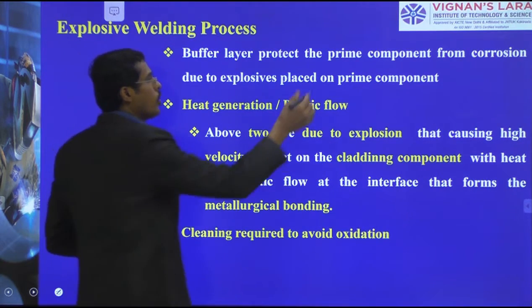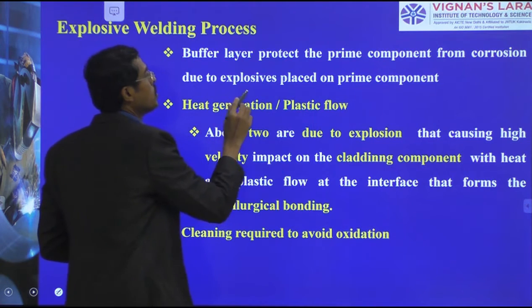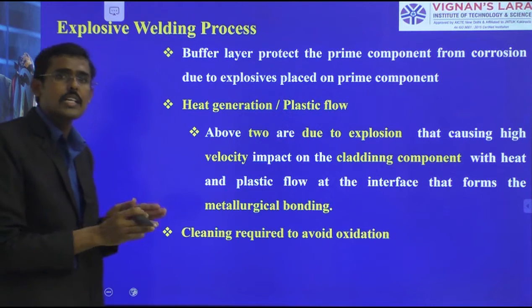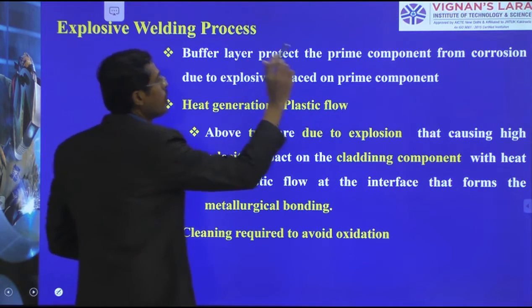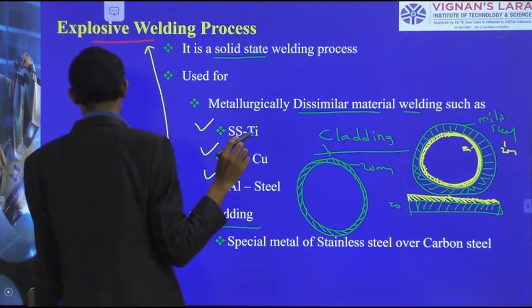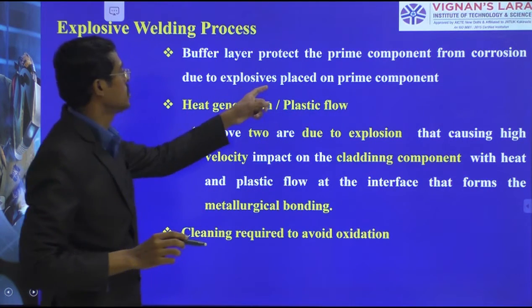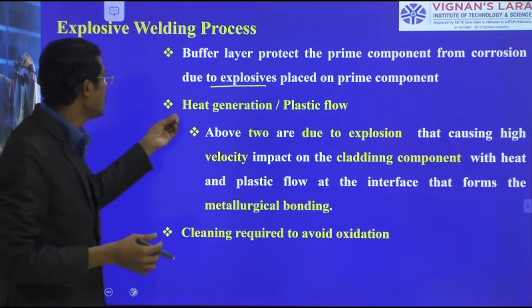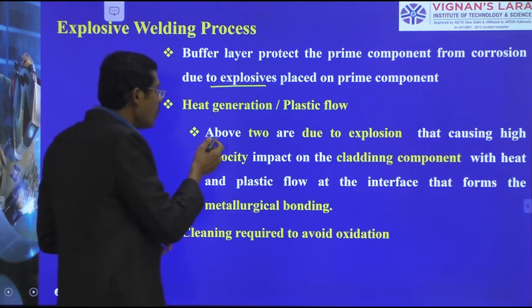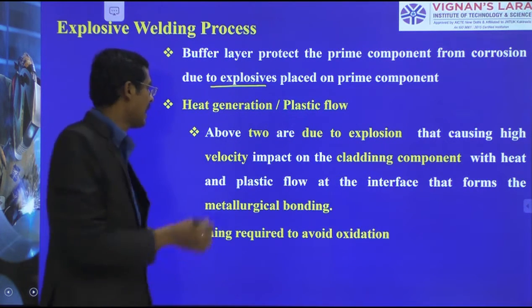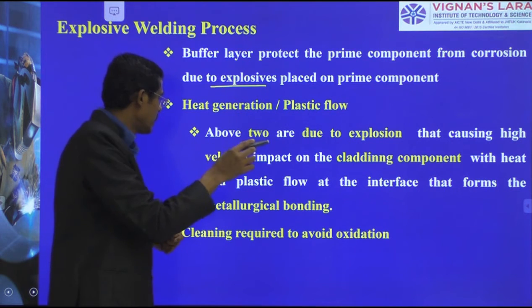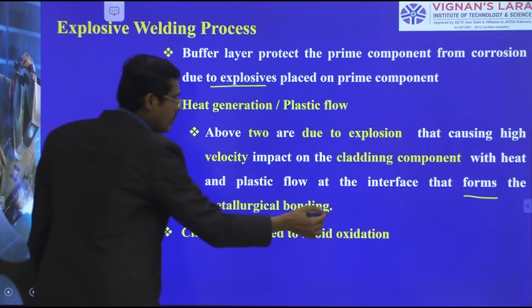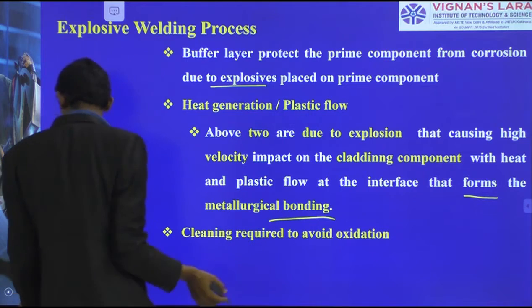The buffer layer protects the frame component from corrosion due to the explosive placed on the frame component. The frame component is nothing but the inside, other layers that it is protecting. Due to the explosive and its heat, it would be corroded, so that is what we are avoiding. Heat generation and plastic flow, both due to the explosion, cause a high velocity impact on the cladding component, and with the heat and the plastic flow at the interface, that forms the metallurgical bonding. Cleaning requirement is avoided due to oxidation.